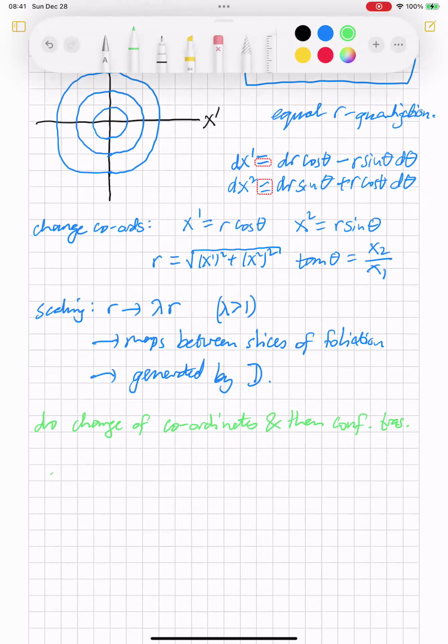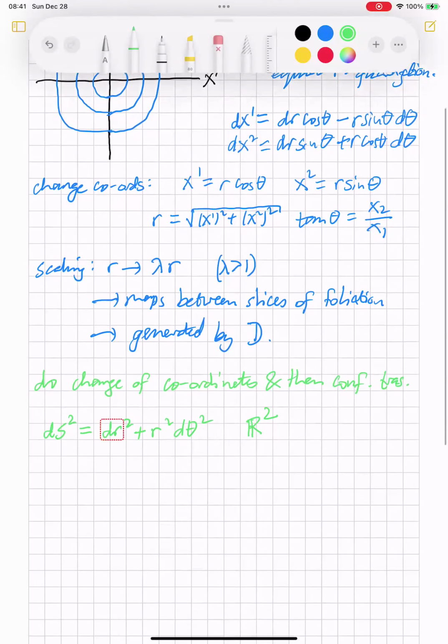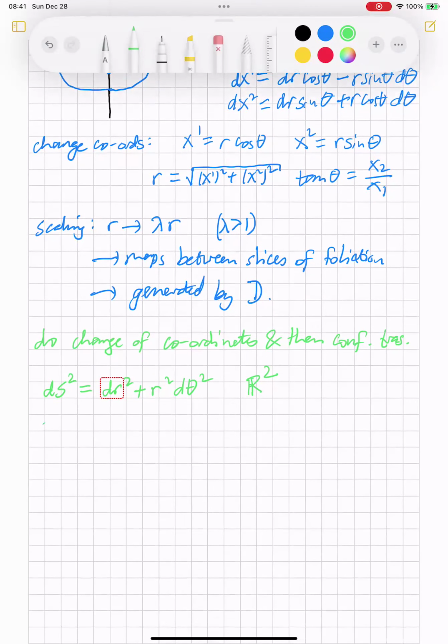If you do that successfully, you'll get ds squared is equal to dr squared plus r squared d theta squared. And this, of course, is still the metric of the plane, R2. I didn't do anything, okay? Now I'm going to do the change of coordinates that I wanted to do. I'm going to set r to be equal to e to the t. Then what do we know? Well, we know that dr will be equal to e to the t dt. We also know that r squared will be e to the 2t.